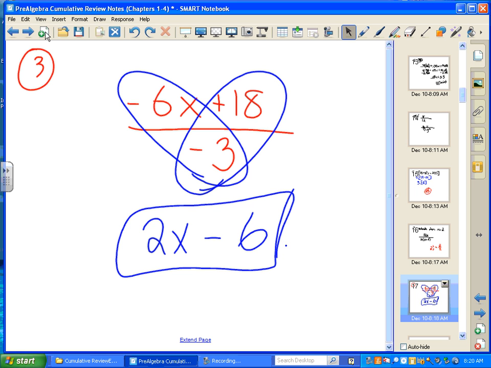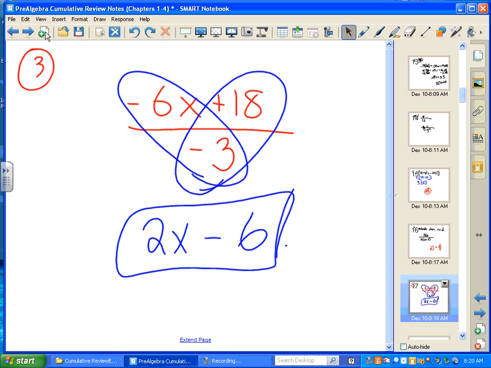Also, are these like terms? No. What is the coefficient in that problem? What's the coefficient, Annalise? Good. What's the constant in that problem, Doug? What kind of 6? Negative 6. Are there any like terms? No. So last time I'll ask you that.